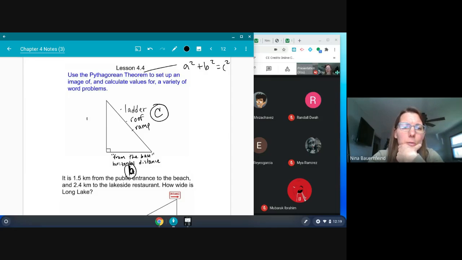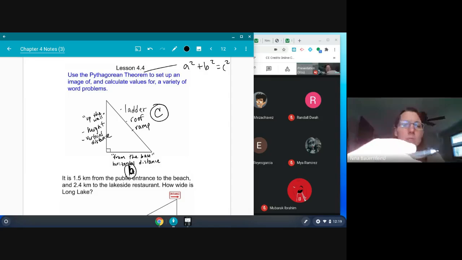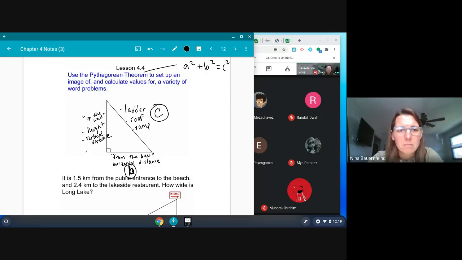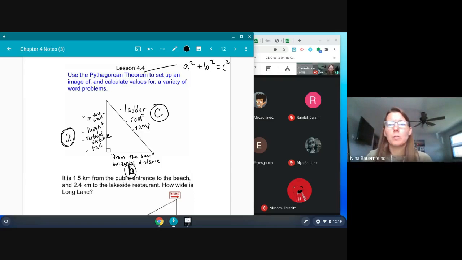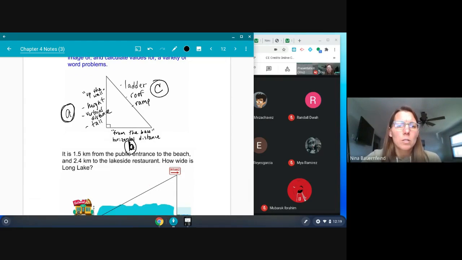And then over here would be like up the wall. If you saw up the wall, that means that number goes there. If you see height, if you see vertical distance, yeah, like tall. Those words are going to tell you that it's also a leg, and it's probably the one that's like straight up and down. Okay, so there will be some other ones, but these are just common ones that we'll see through these word problems. So let's do a couple of these.